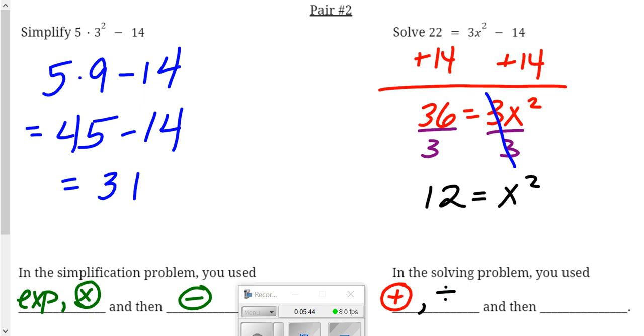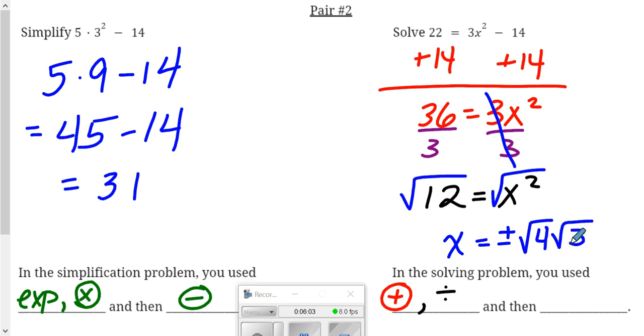And then I need to get rid of that square, that exponent. And you do that by taking the square root. Hopefully you remember from earlier this year that the square root of a variable squared causes the other side of the equation to pick up a plus and minus. And 12, you want to break down that radical to square root of 4 times square root of 3. I'm not using 6 and 2, because even though 6 times 2 is 12, neither of those is a perfect square.